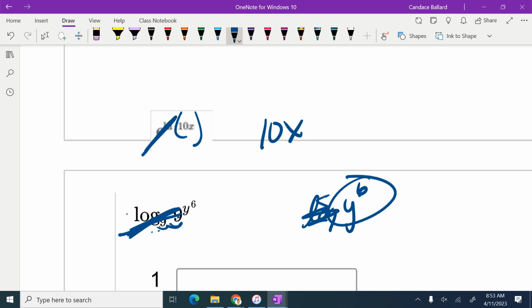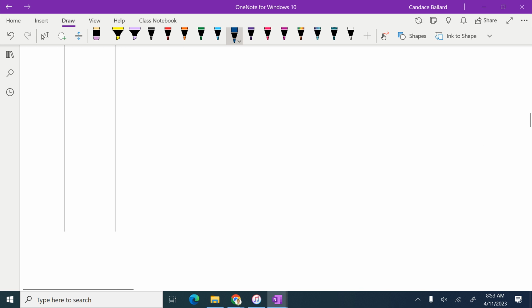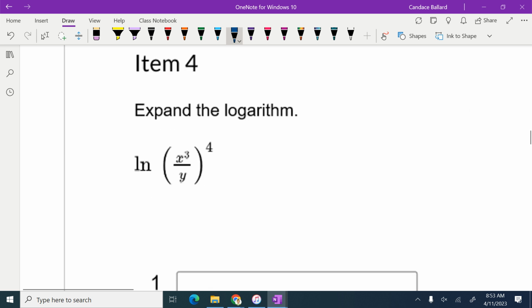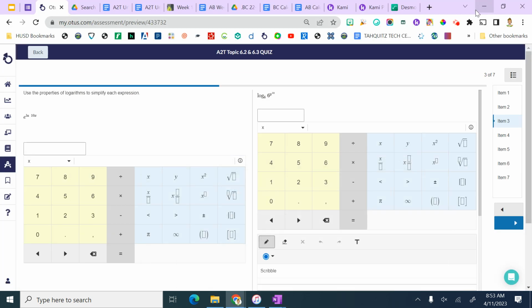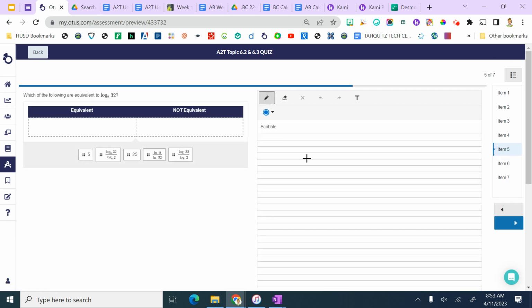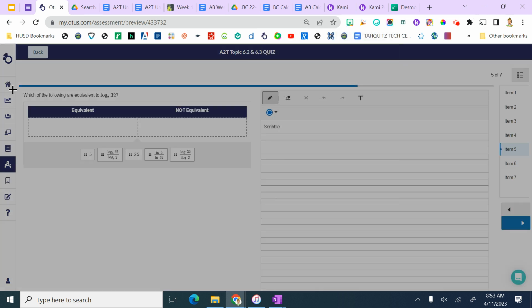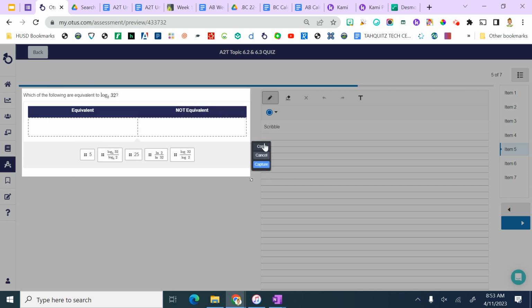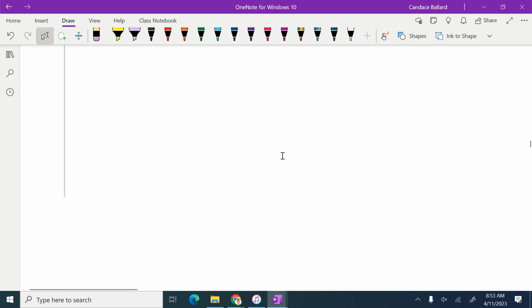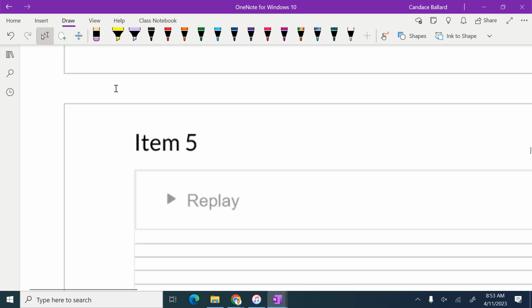Okay, I'll check on what's going on with the next problem. Okay, that one looks okay. Item 5, I'm guessing. All right, we got it. Let me copy this next one so I'm ready. All right, so the next one we're going to do is the one that says expand. So find the one that says expand.